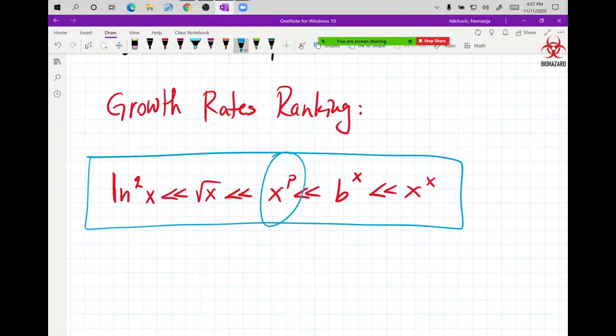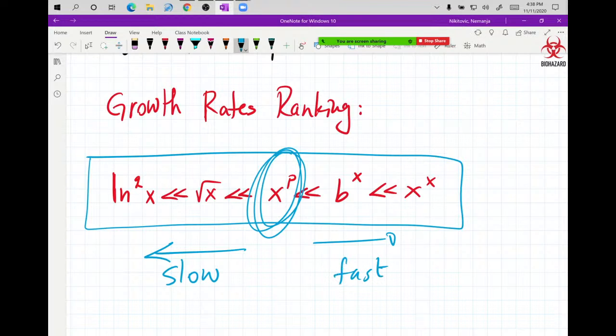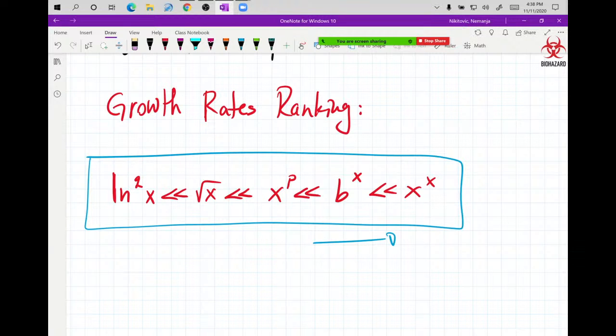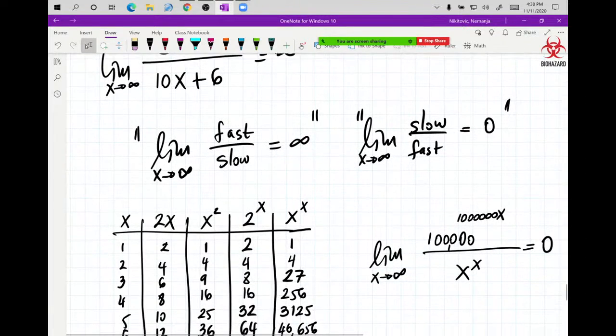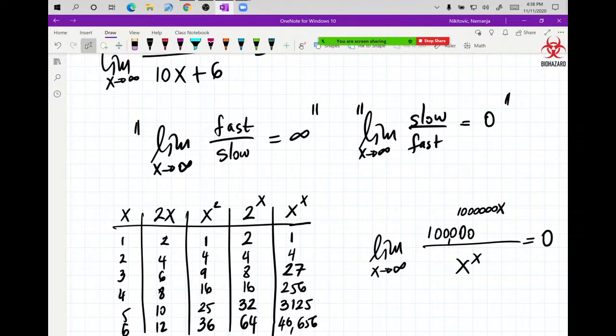So no matter what you pick, it's going to be slow to the left, fast to the right, no matter where you are. Clearly, if you pick the big boy at the end, everything else is slower than it, right? And then you're just going to ask, oh, is the big boy in the numerator or denominator? Because if it's a numerator, it's infinity. If it's in denominator, it's 0. Because we have those, right? Slow over fast gives 0, and fast over slow gives infinity.